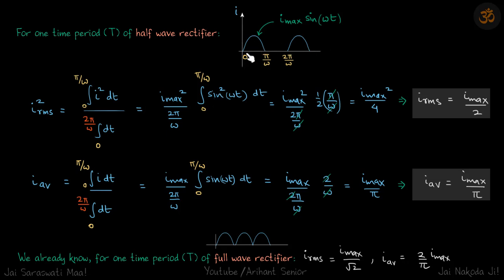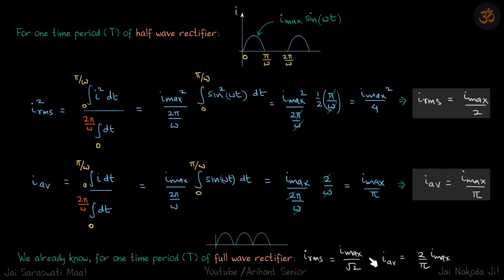So let's say the sine curve is I max sine omega t. We put that value here and solve it, and we get IRMS to be I max by 2. Similarly, I average is integral I dt by integral dt. Here also, in the I versus t graph, you can see that it's the area under the sine curve, so the limits should be from 0 to pi by omega. That gives the total area under the curve, divided by the total time, that is 2 pi by omega. If you solve, you are going to get I average to be I max by pi. So these are the values we get for a half wave rectifier.